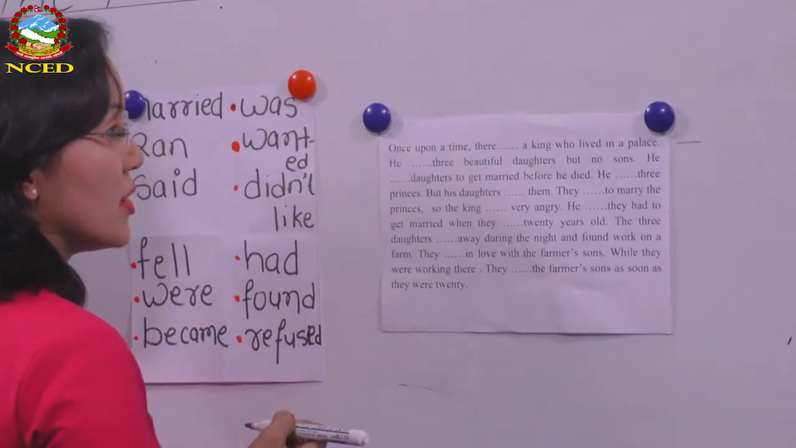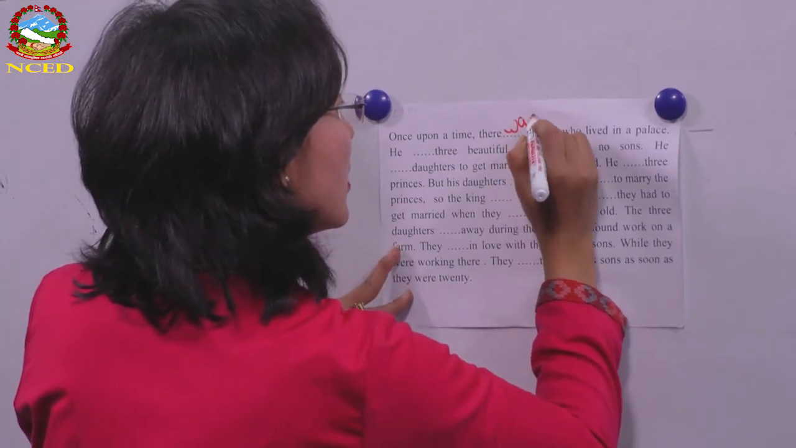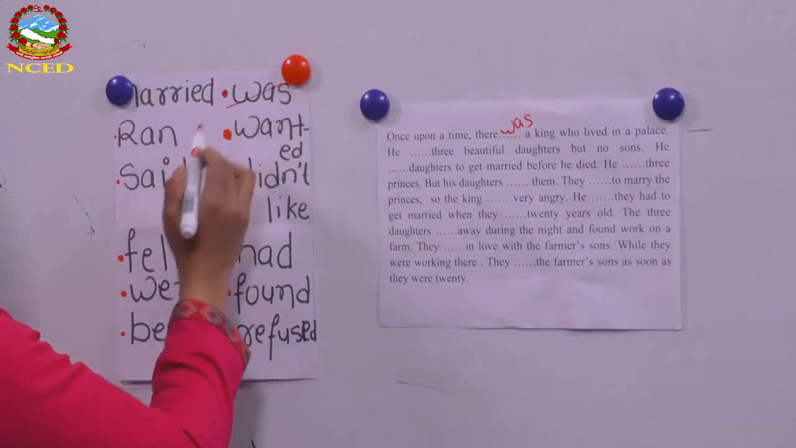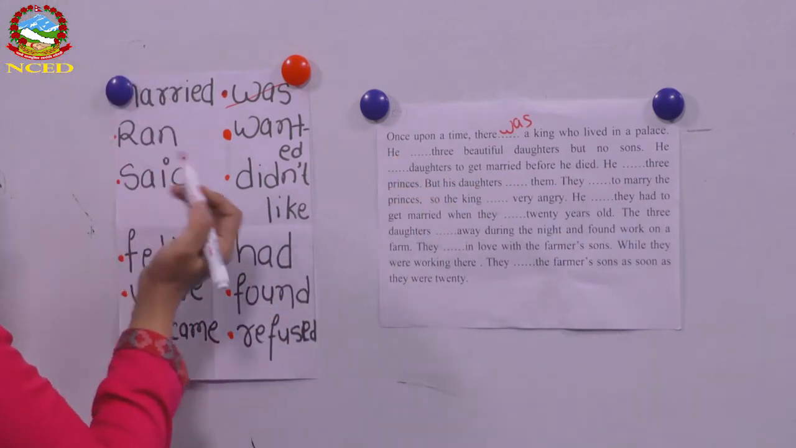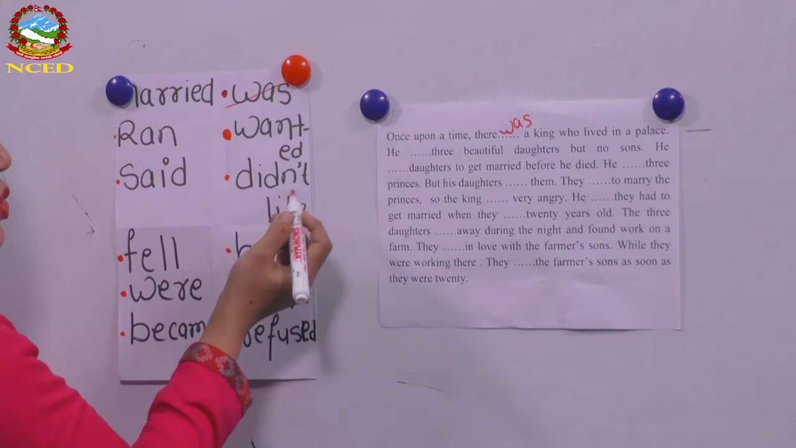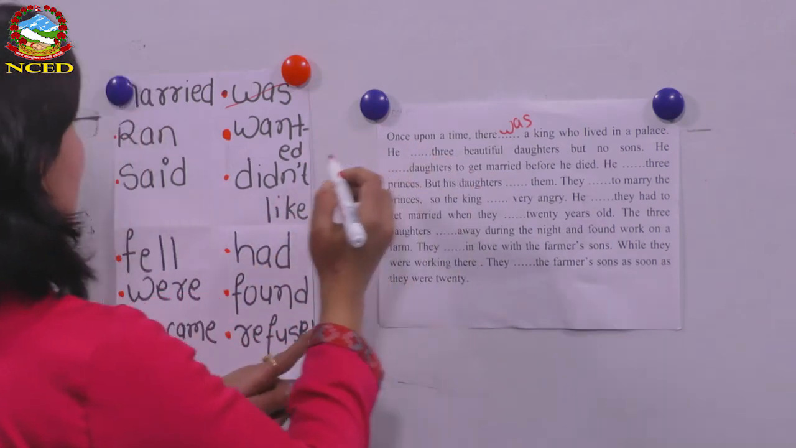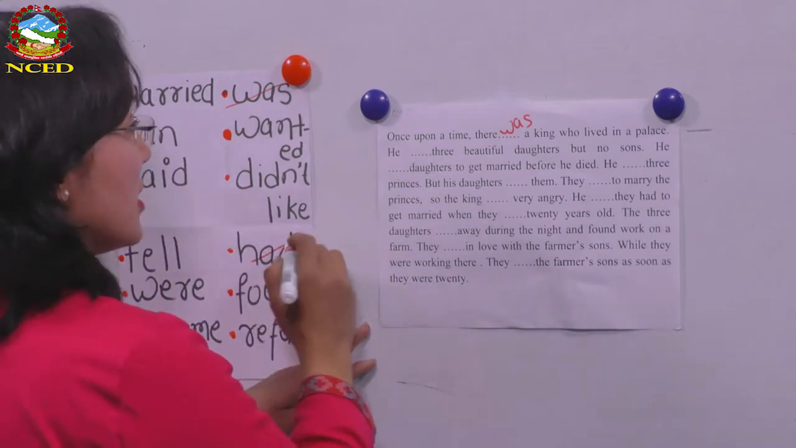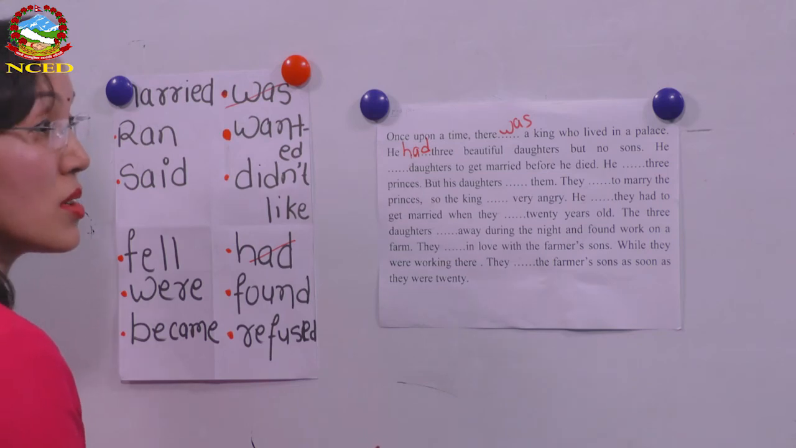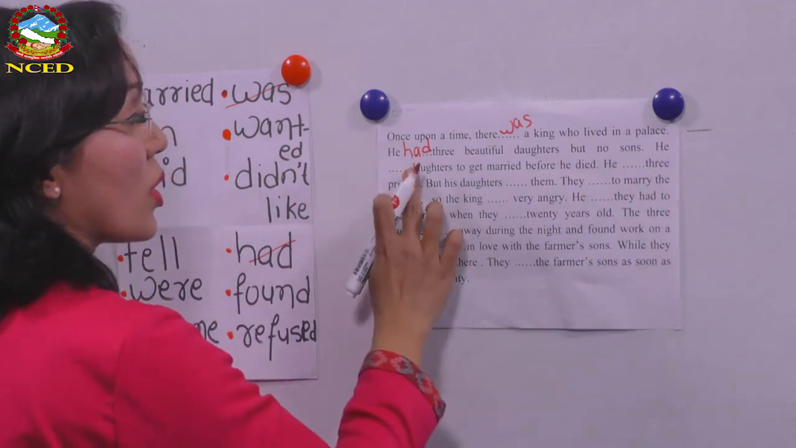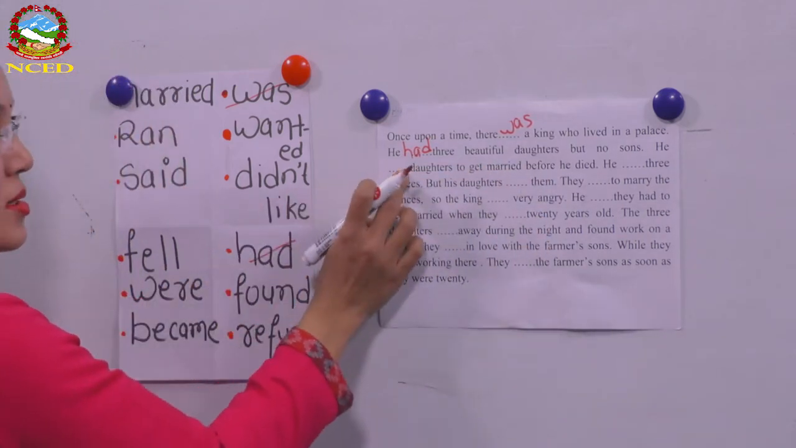Once upon a time, there was a king. Okay, there was a king who lived in a palace, and he, what do you think, married? No, okay, it doesn't match. So he had, okay, he had 3 daughters but no sons. He, what, daughters to get married. What would be the correct word for this blank?